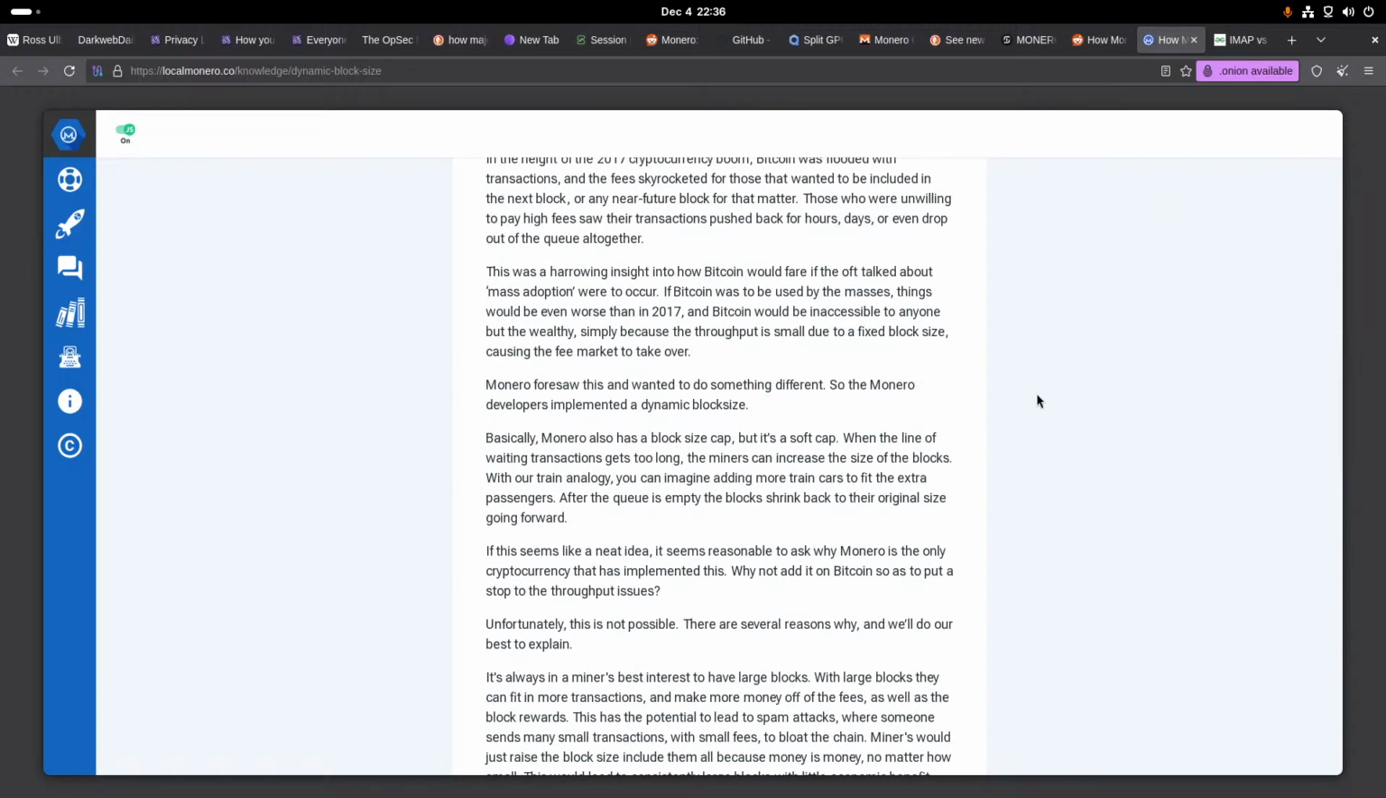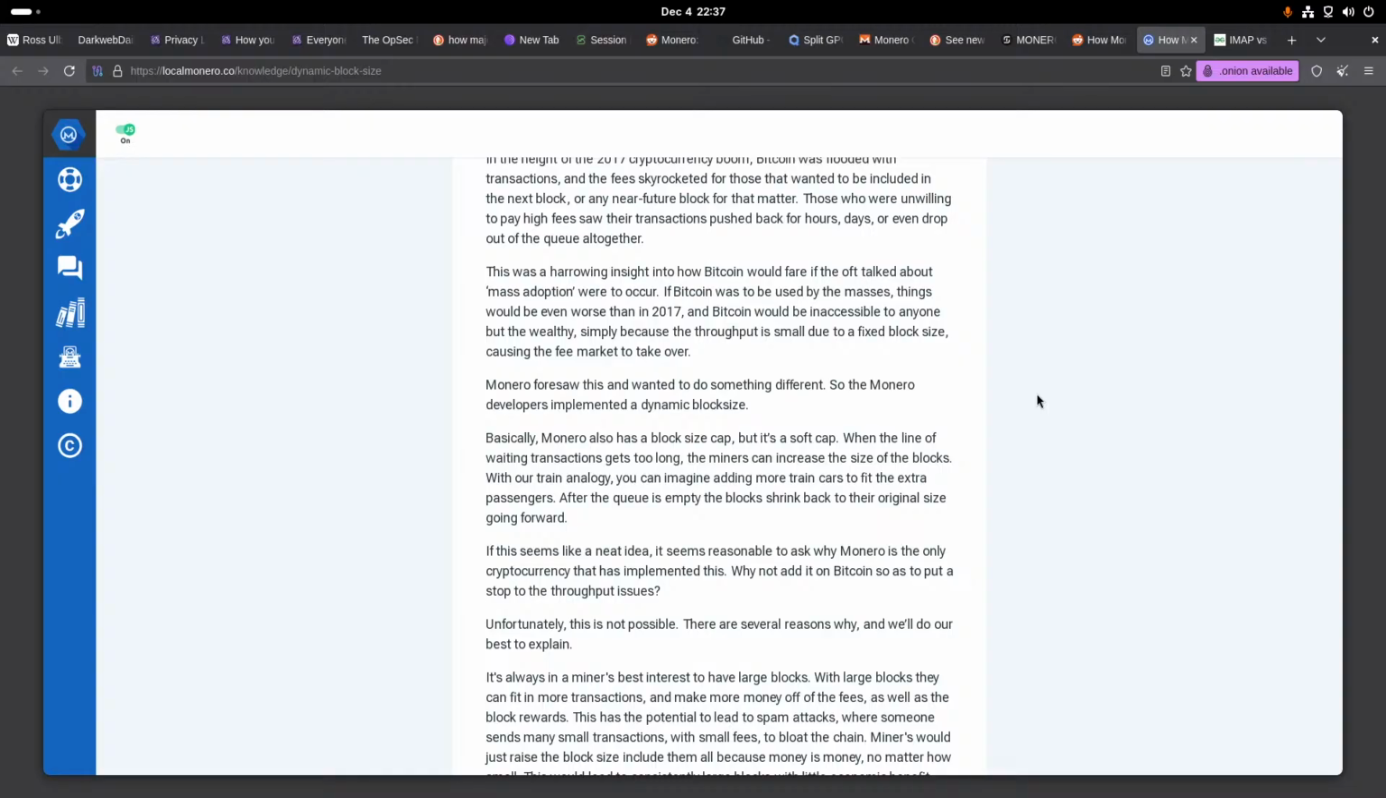Monero foresaw this and wanted to do something different, so the Monero developers implemented a dynamic block size. Basically, Monero has a block size cap. It's a soft cap. When the line of waiting transactions gets too long, the miners can increase the size of the blocks. With our train analogy, you can imagine adding more train cars to fit the extra passengers. After the queue is empty, the blocks shrink back to their original size going forward.